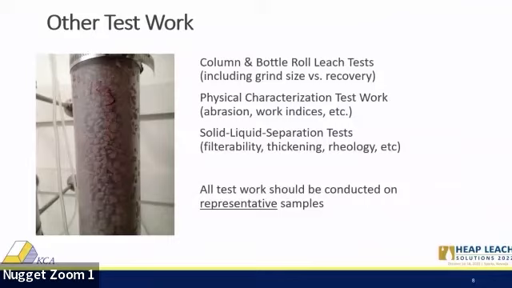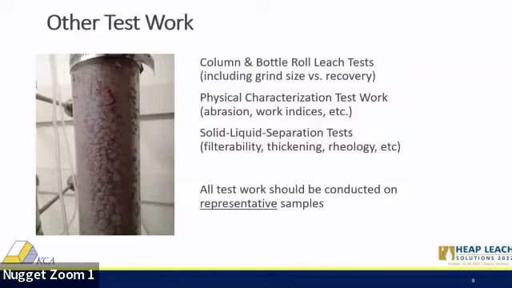Other test work, as I mentioned, you want to determine what your recovery requirements are going to be and what you need to do to achieve those. That includes column and bottle roll tests, generally at multiple different crush sizes and grind sizes. And then later in some of the final stages, it's also good to revisit the column test work with a blend of your agglomerated material with the low and high grade ore, just to confirm the results.